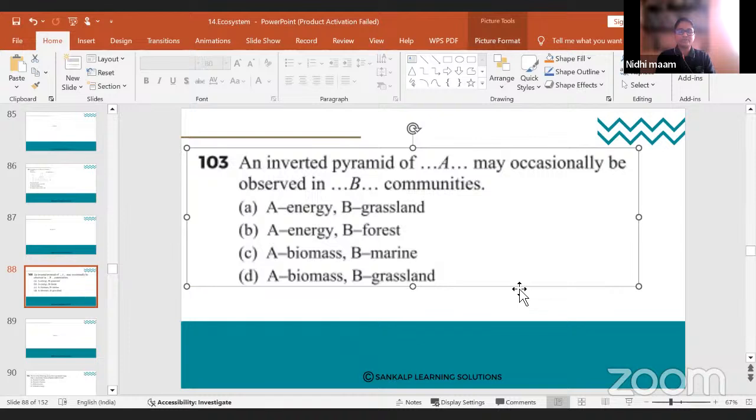A is energy, B is grassland. A is energy, B is forest. A is biomass, B is marine. A is biomass, B is grassland.